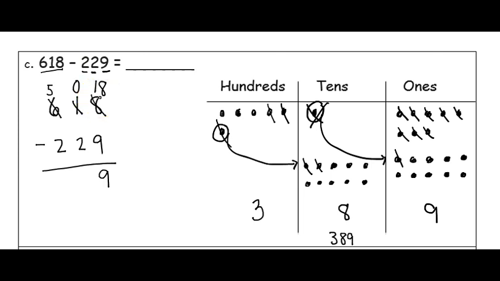We decomposed that into 10 tens. So then we had 10 disks in our tens column. From that we crossed off 2. That left us with 8. And in our hundreds column we had 5 disks and we crossed off 2 of those. That left us with 3 disks. So 618 minus 229 is 389. And again, our place value chart explains what's happening when we do that subtraction using the standard algorithm.